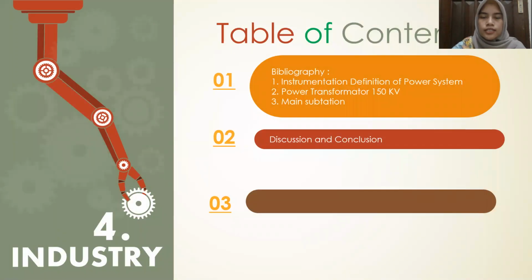Table of contents. 1. Bibliography. 1. Instrumentation, definition of power system. 2. Power transformer 150 kilovolts. 3. Main substation. The next contents, discussion and conclusion.